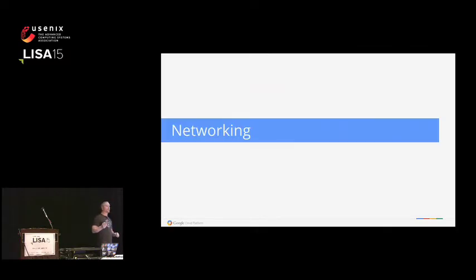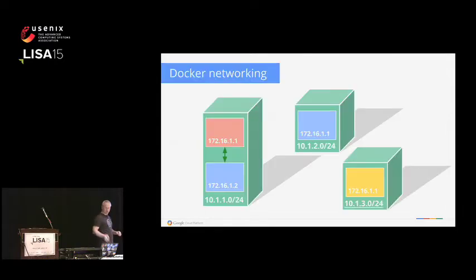So, first a word around networking. By default, Docker networking is wonderful in its simplicity, right? But with the simplicity comes a little bit of naivety. It pretends that the machine is the network and that's it. Up until very recently, and I'll talk about that in a minute.